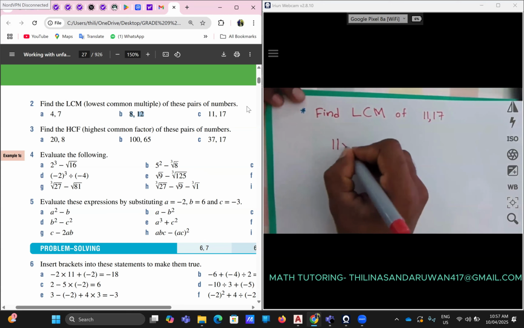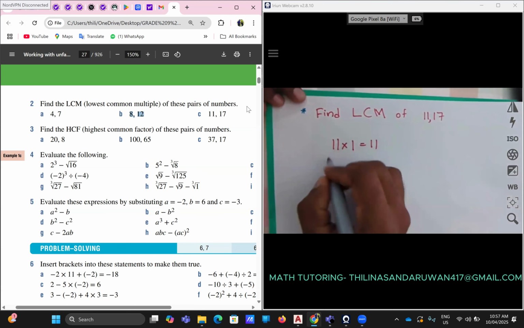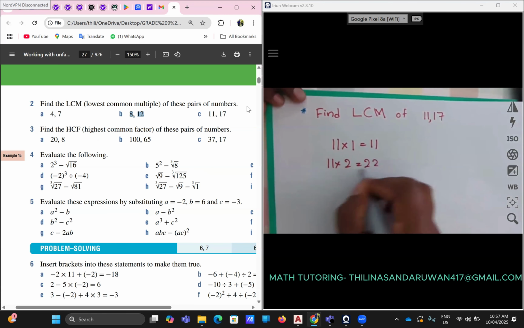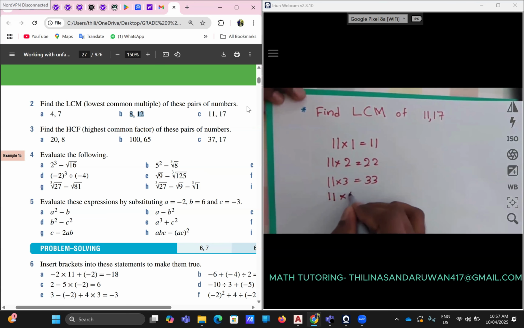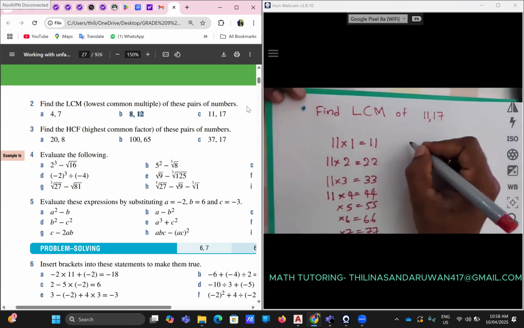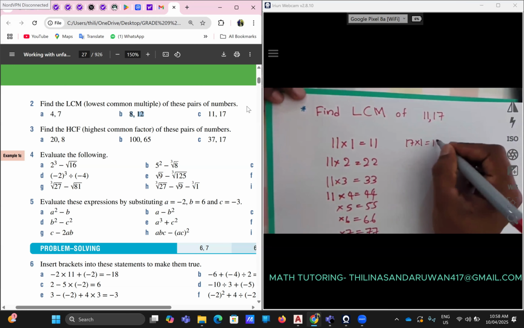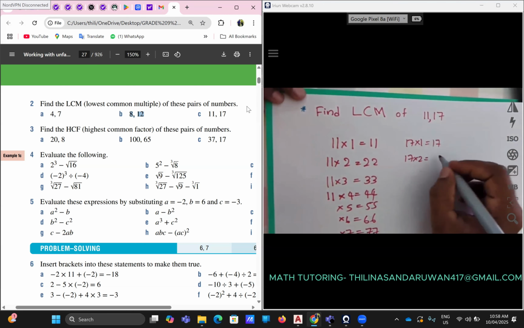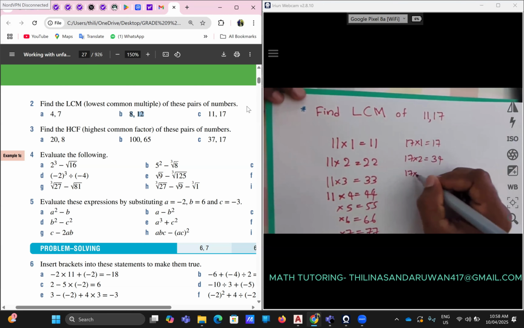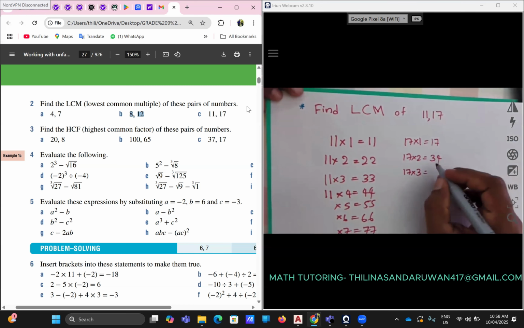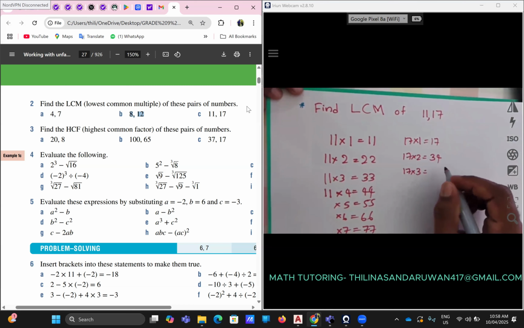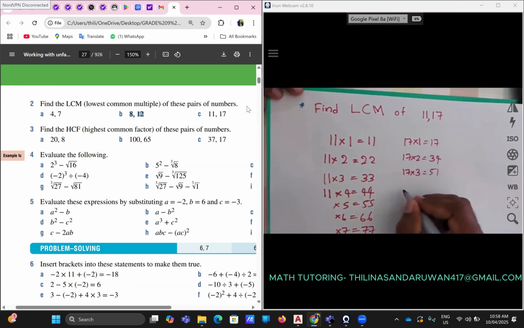So let's try this. 11 by 1 is 11, 11 by 2 is 22, 11 by 3 is 33, 11 by 4 is 44, 55, 66, 77, and for 17, 17 by 1 is 17, 2 is 34, 3 is how much? 34, 44, 51, I think.